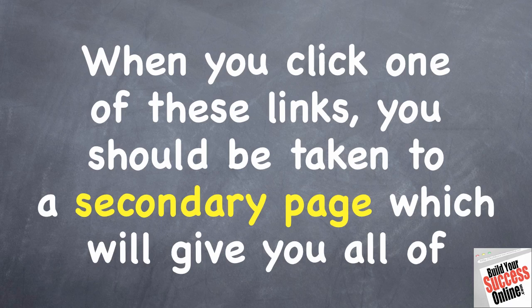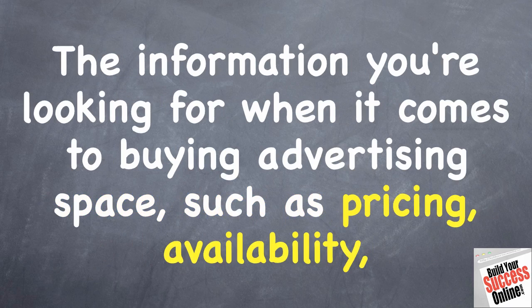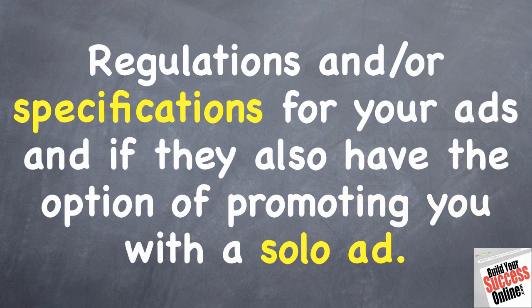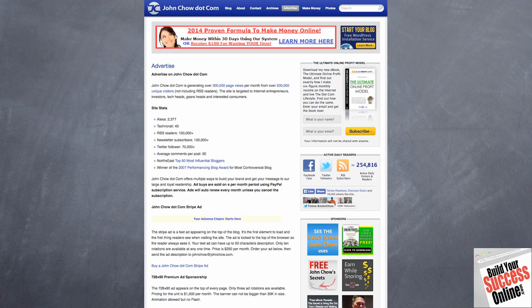So when you click one of these links, you should be taken to a secondary page which will give you all of the information you're looking for when it comes to buying advertising space, such as pricing, availability, regulations and/or specifications for your ads, and if they also have the option of promoting you with a solo ad to their email list. So when I clicked on the advertise link right up there at the top, this is the page that came up. Now here I've got all the information I need to make an informed decision as to whether this is a good choice for me to place my ads on.